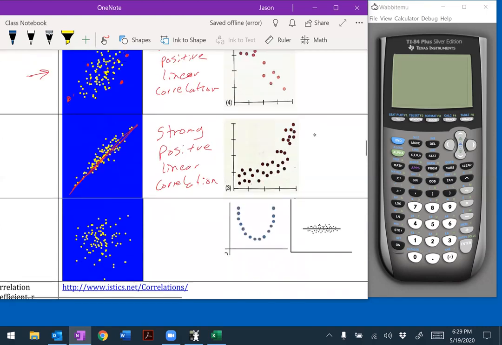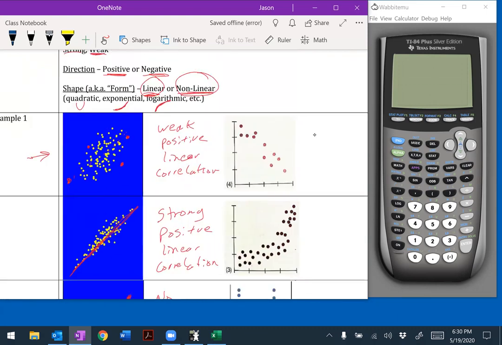What about the one below it? The one below it is even more of a shotgun blast. Look, we've got low x's and low y's, but we also have low x's and high y's. We have high x's and low y's. We also have high x's and high y's. It seems like they're just kind of random. So we say that there is no correlation here. It's not weak, it's not strong, there's just nothing. It's not linear, it's just nothing.